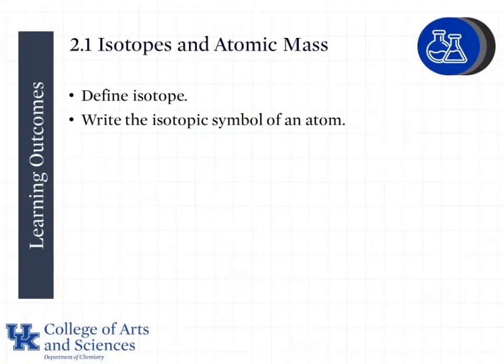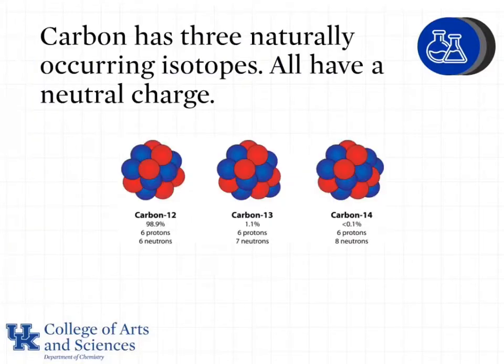In this lesson, we're going to define the term isotope and learn how to write the isotopic symbol of an atom. Let's look at an example for carbon. Carbon has three naturally occurring isotopes. All three have a neutral charge, but these three naturally occurring types of carbon all exist in nature.